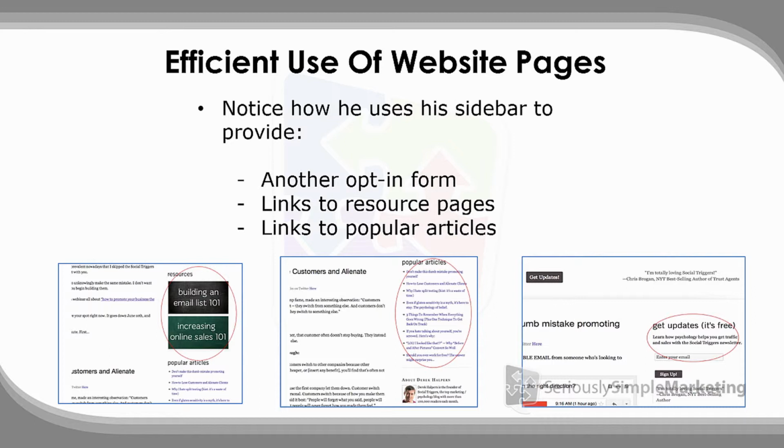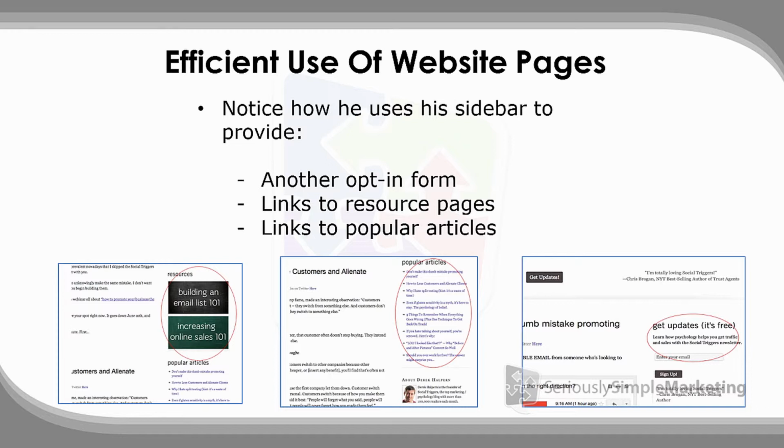Now, he does a really great job on his website pages. You can take a look and see how he uses his sidebar. And again, all of this is at socialtriggers.com. He's got other opt-in forms. He's got links to resource pages, links to popular articles. This helps him for a number of reasons. Obviously, the opt-in form helps him when it comes to building a list, but all of these other links that he's got on his page help you to go through his blog. That helps lower his bounce rate and improve his engagement and time on site.